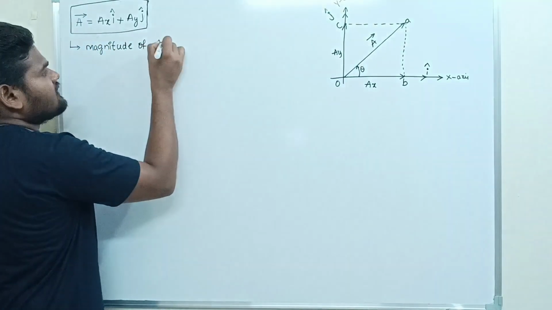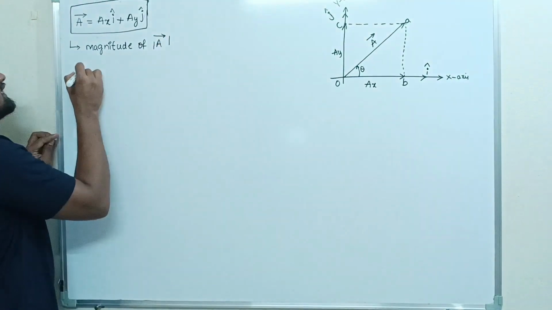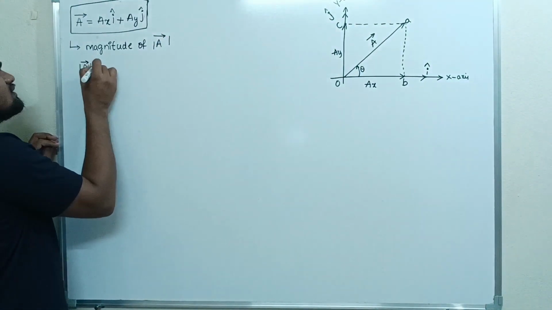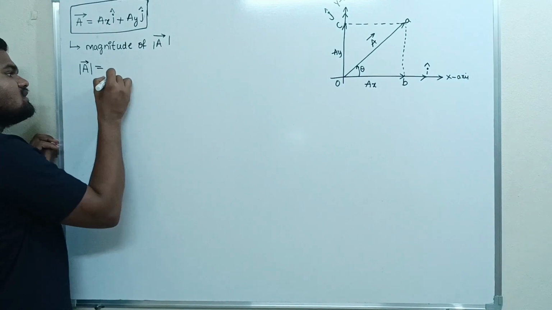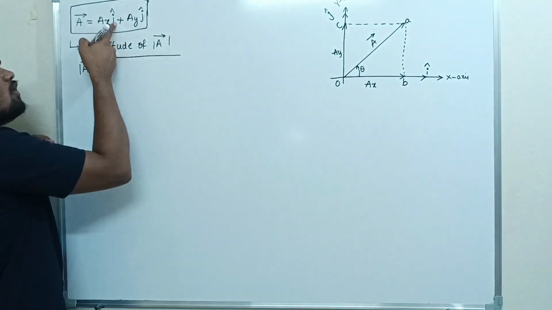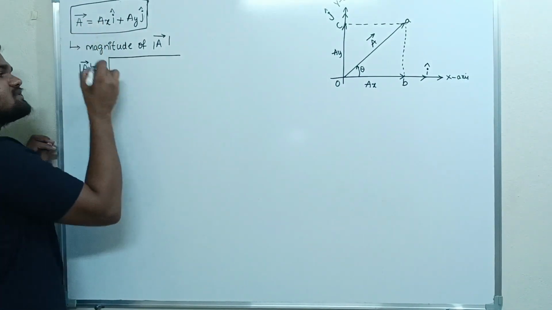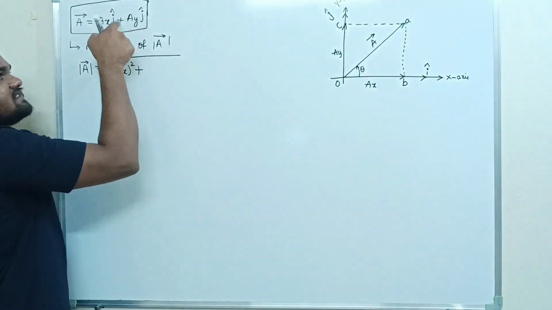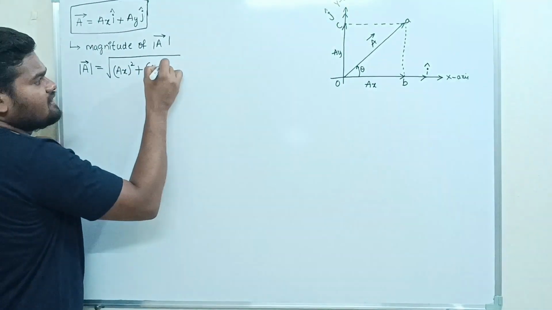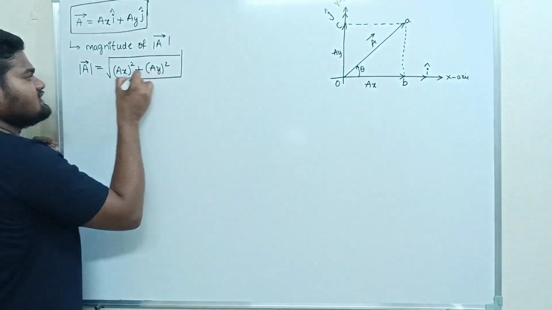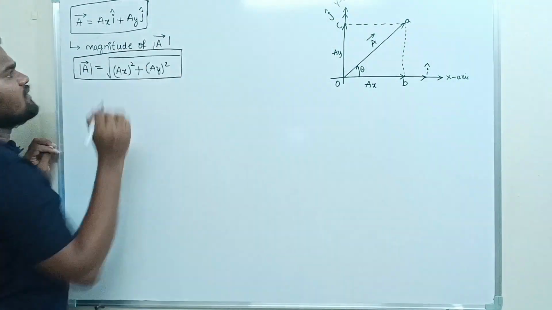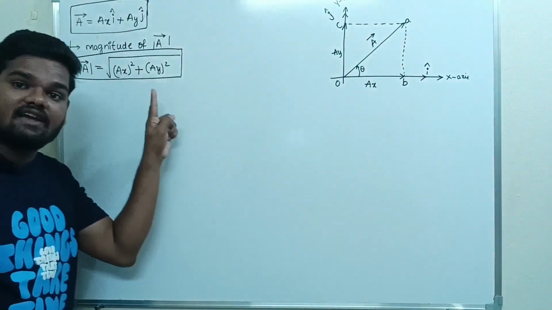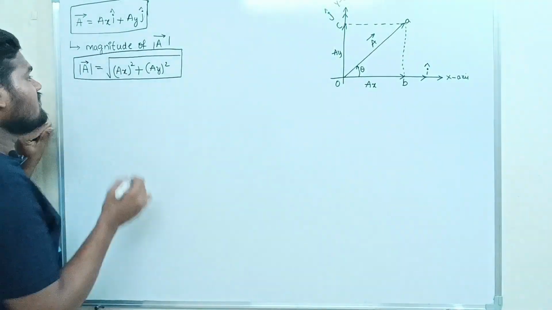So how can we find the magnitude of the A bar vector? Magnitude of A bar vector is equal to under root of the coefficient of I cap squared, which is AX squared, plus the coefficient of J cap squared, which is AY squared. So this is the magnitude of the A bar vector: under root of AX squared plus AY squared. Right. Next.